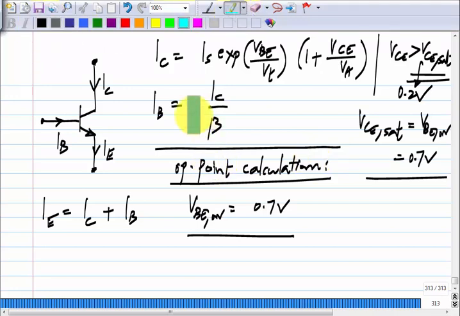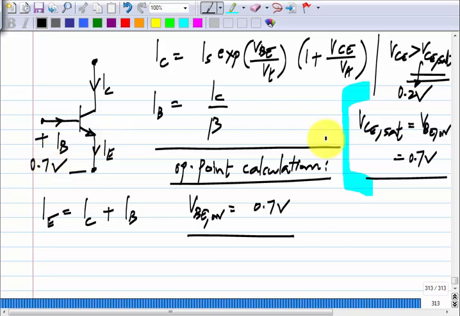So, this means that you actually calculate IC by assuming the transistor is on, just like with the diode, and then see if you come up with some contradiction or something. Okay. And this VCE sat being VBE on, what it means is that, so here we will have 0.7 volts and here this should be greater than 0.7 volts.